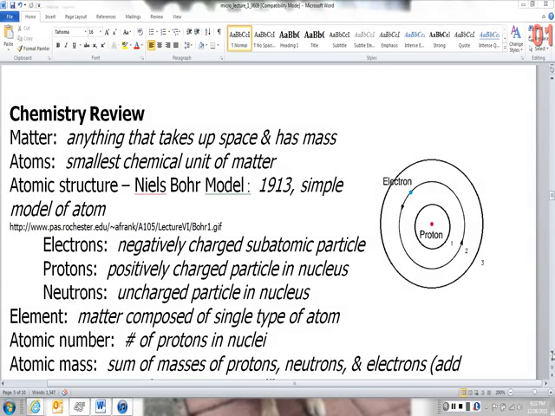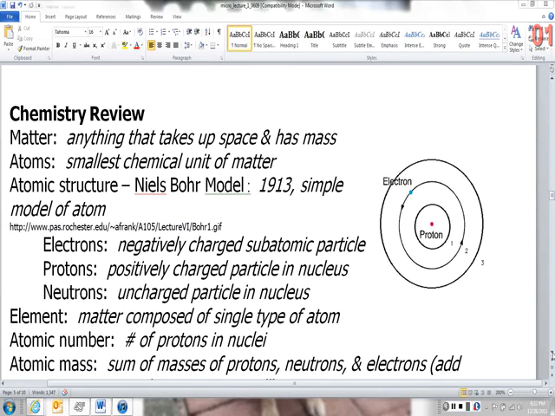Elements are composed of a single type of atom. The elements are represented by the different chemical symbols on the periodic table. The atomic number tells us the number of protons in the nuclei. If the atom is neutral in charge, there will be an equal number of electrons to the protons, whereas ions will have a different number of electrons than protons, giving them a charge.